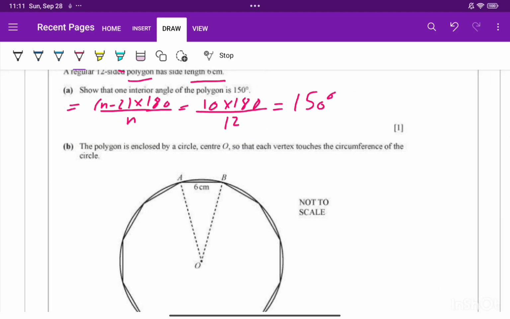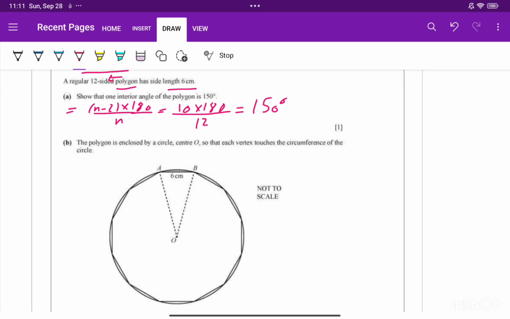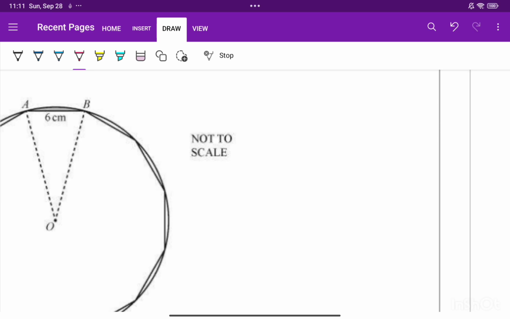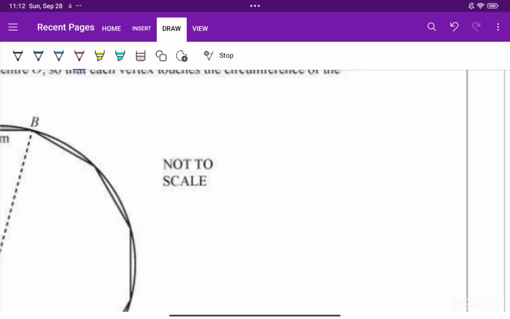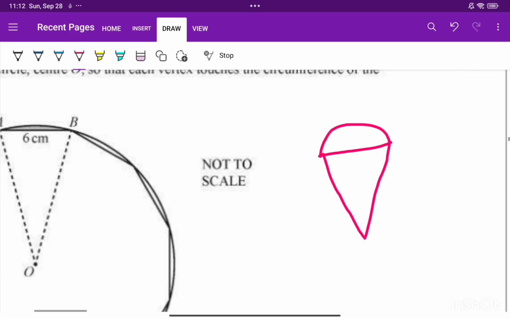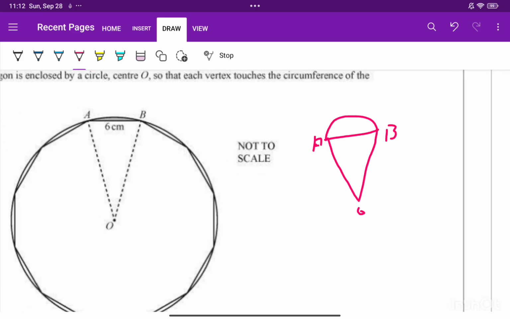Okay, part B. The polygon is enclosed by a circle with center O so that each vertex touches the circumference of the circle. Okay, so I am drawing this again closely so I can explain it to you guys. So this is triangle ABO, this whole thing is becoming a circle, and this is the polygon.